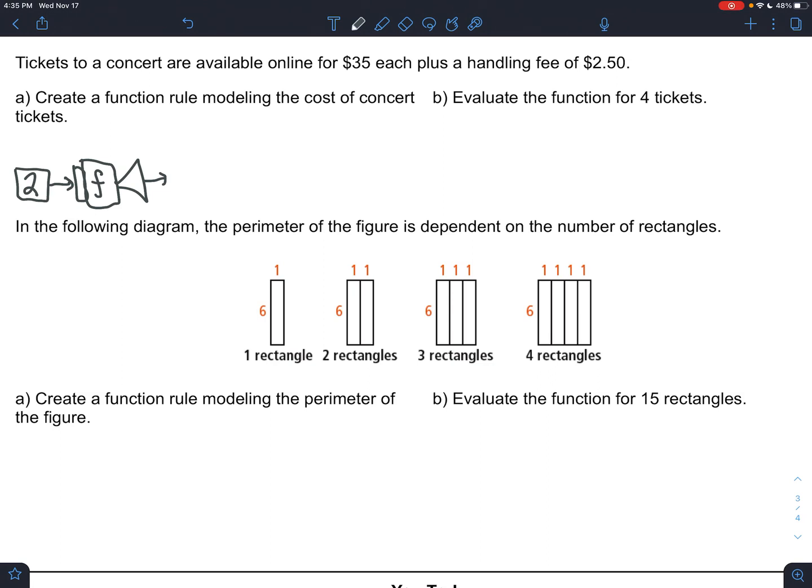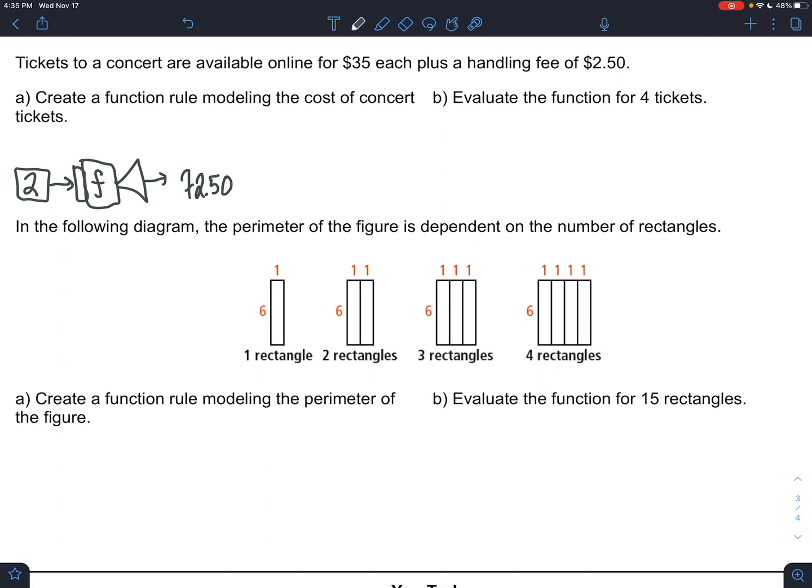So if I told you I wanted 2 tickets, you would say, all right, well, 35 times 2 is 70, $70 plus the handling fee. So I think it'd be like $72.50. That's just an example. That's what's happening. But we have to find out what F is. I don't really care about this specific example. I want to know what physically happened to the 2 to make it into 72.5.